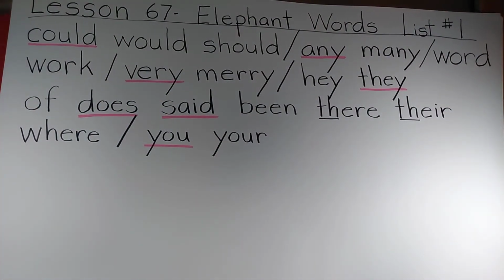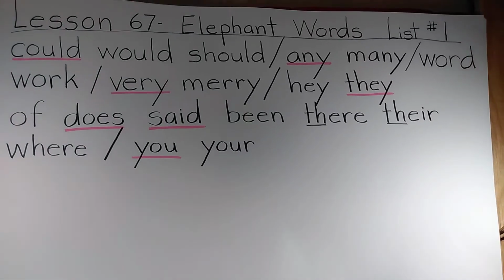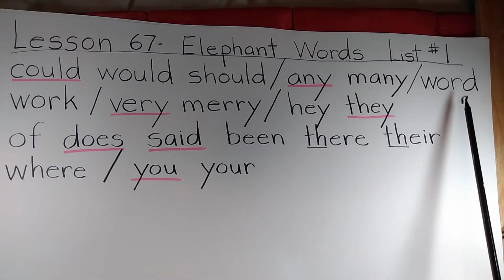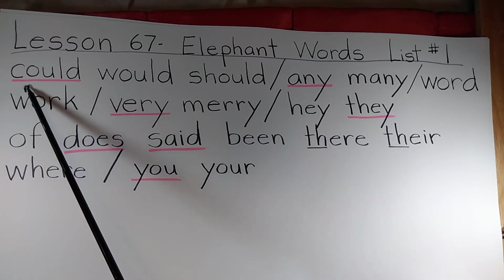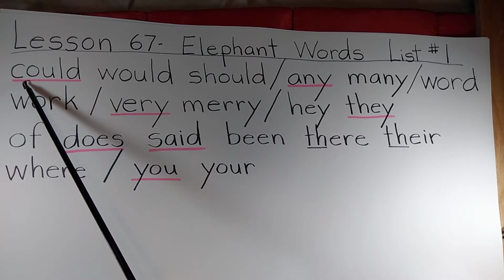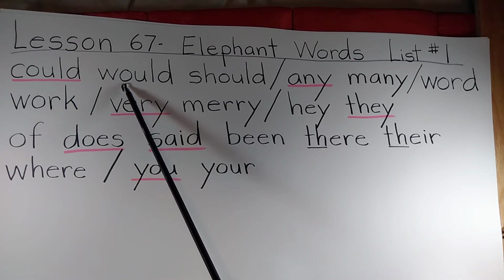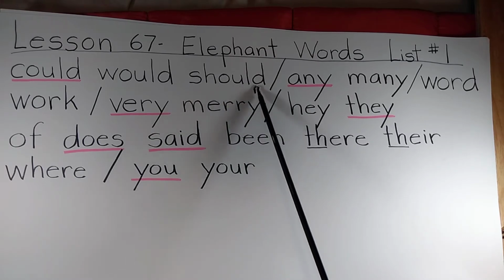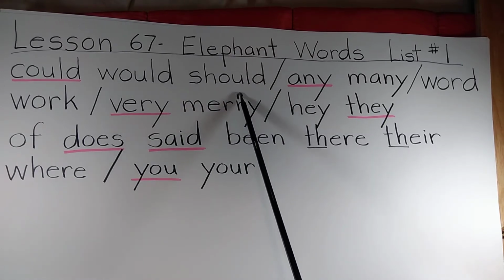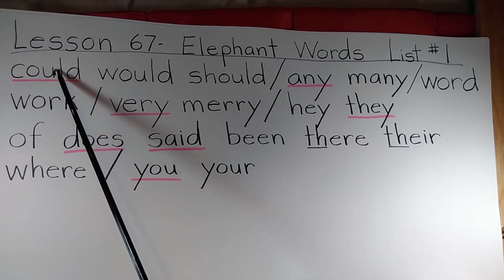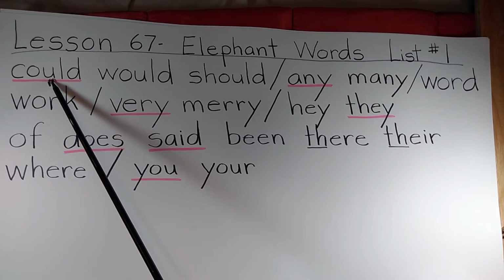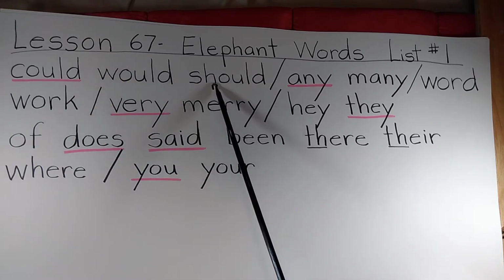And our list 1 of elephant words. Students, try to say these before I do. Could, would, should. And we're going to have a lesson, our next lesson, as a matter of fact, where OU is pronounced ow usually, but not in these words, could, would, and should.